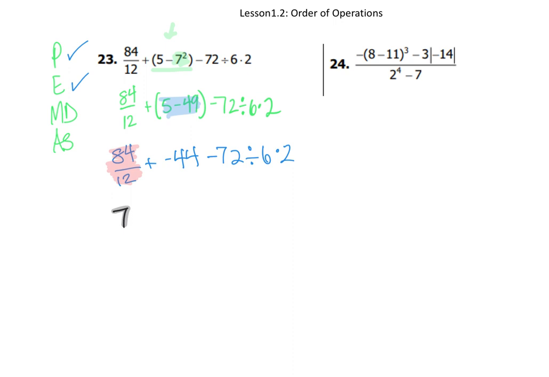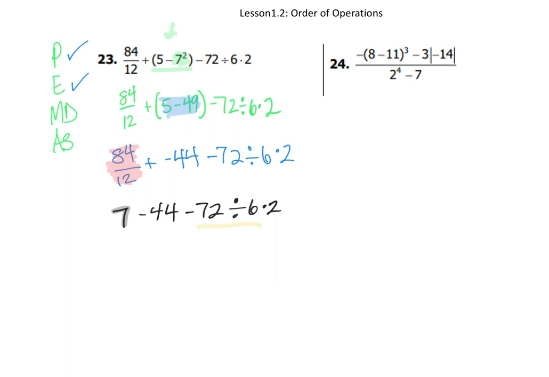Plus negative 44 is just minus 44 minus 72 divided by 6 times 2. Okay, so I'm keeping on going here. I'm looking for any multiplication or division still as I work from left to right. So I'm looking, and between 7 minus 44, that's subtraction. I got to move on. Between negative 44 and 72, that is also subtraction. I need to move on.